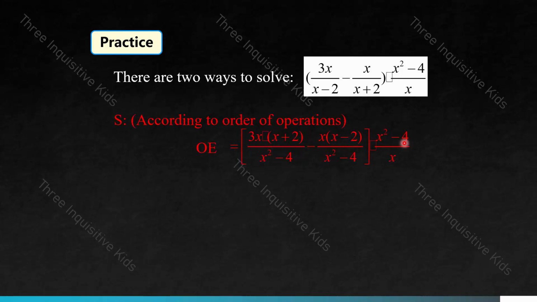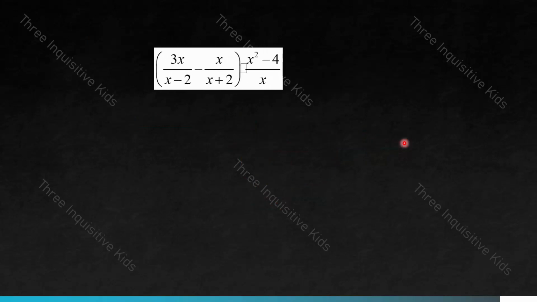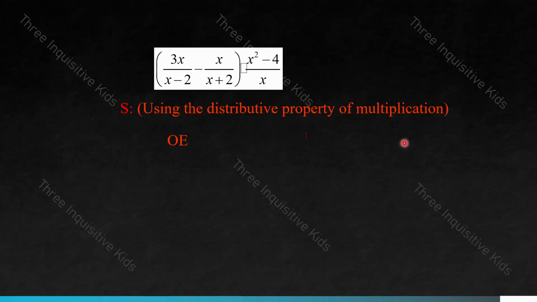The first solution is according to the order of operations. So this would be the steps here, and we would have 2x plus 8. As you can see, we're just following the parentheses, the multiplication, division, and then addition and subtraction. We're just following it step by step. But the other way is to use the distributive property of multiplication. We can factor out the common factor, and we still have 2x plus 8.